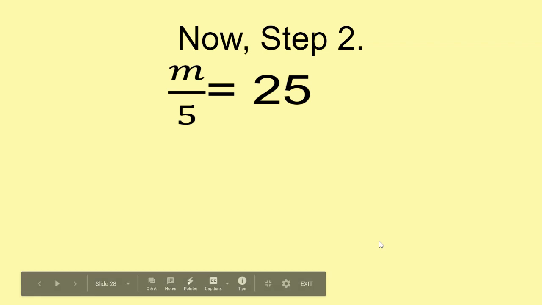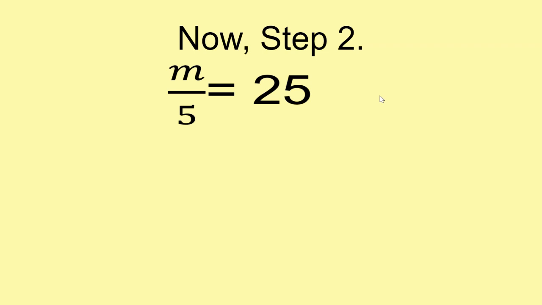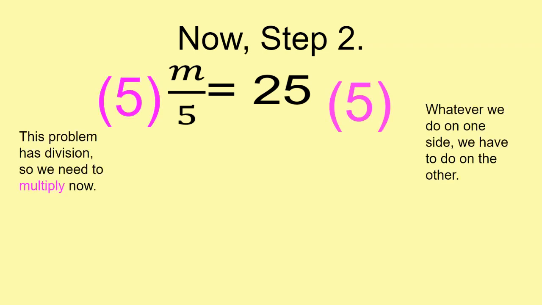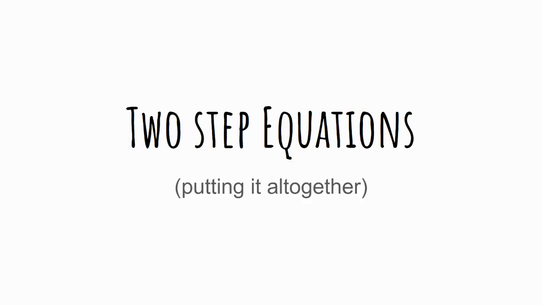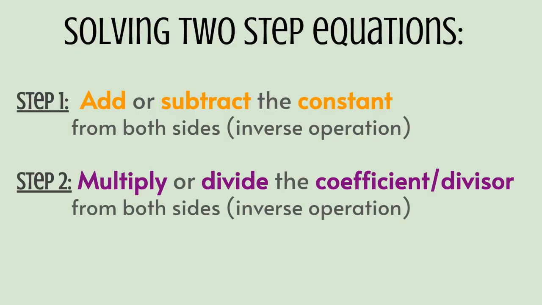Okay. And now we have a division problem, right? Because m over 5 means they're dividing. So to undo division, what do we do? Well, we multiply both sides, and we have m equals 125. Okay, so again, these two-step equations, well, they're just like one steps, only like two one steps. Okay, so putting it all together.